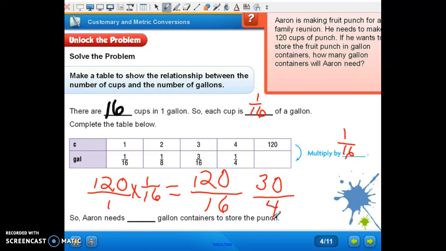I can reduce this by dividing them each by 2. How many 2s in 15? 7. 7, that's 14, right? We subtract, we get 1. 7 and 1/2. Now, wasn't that a lot easier than dividing 120 by 16? Yeah.